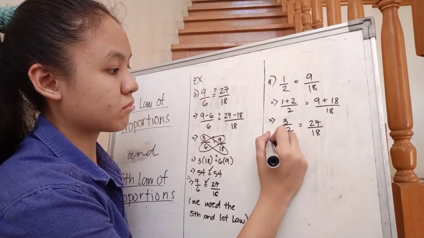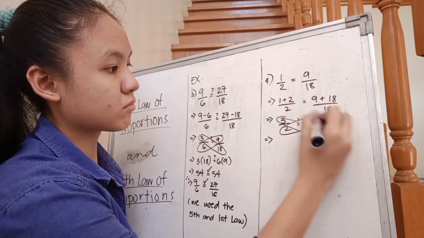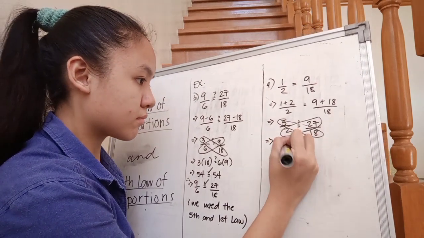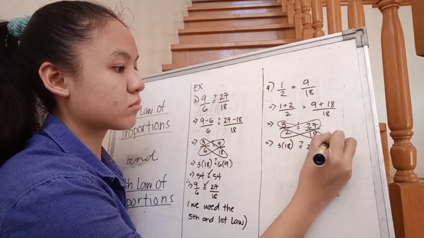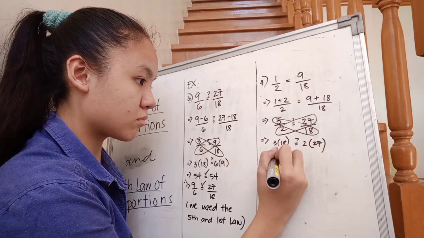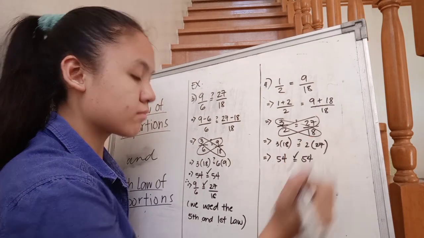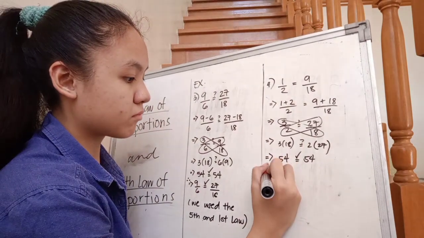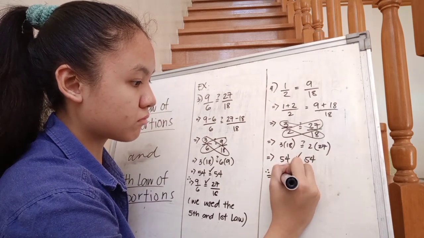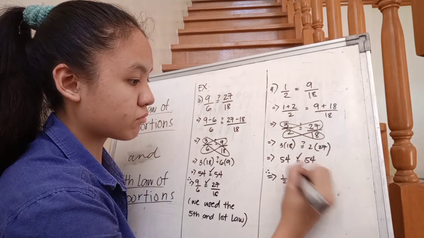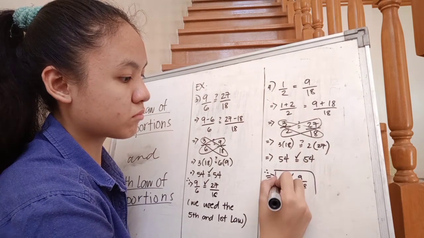Then we cross multiply 3 multiplied to 18 and 2 multiplied to 27. 3 times 18 is 54 and 2 times 27 is also 54. Therefore, 1/2 is equal and proportional to 9/18.